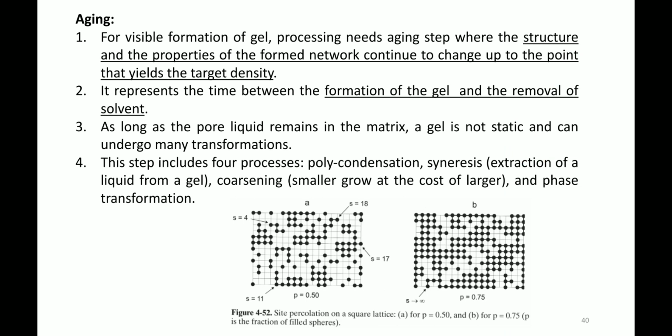So the next step is aging. Okay, so once there is a formation of gel, the next step is aging. Let us try to understand the importance of this aging step. For viable formation of gel, processing needs an aging step, where the structure and properties of the formed network continue to change up to the point that yields the target density.